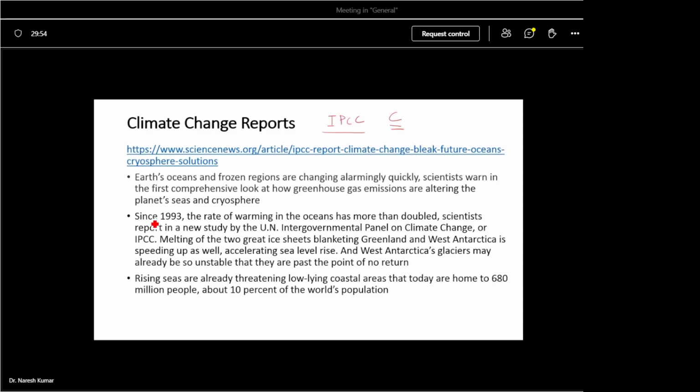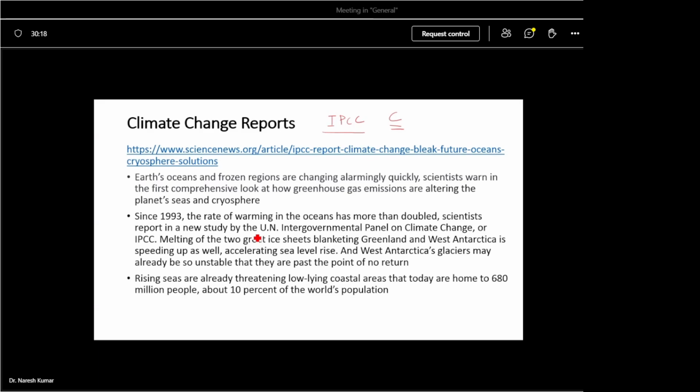The major issue started since 1993 when the rate of warming in the oceans doubled, and scientists reported in a study by the UN Intergovernmental Panel on Climate Change that there is melting of two great ice sheets which are blanketing Greenland and West Antarctica. Now this acceleration is increasing all the time.